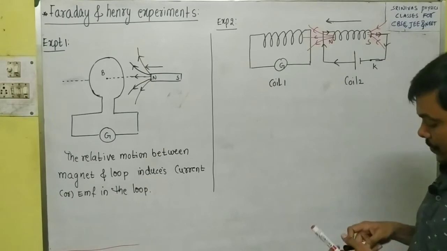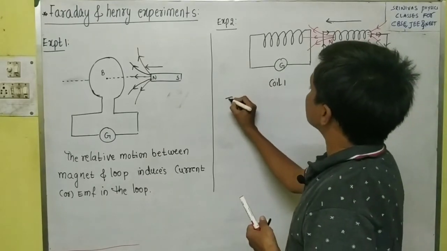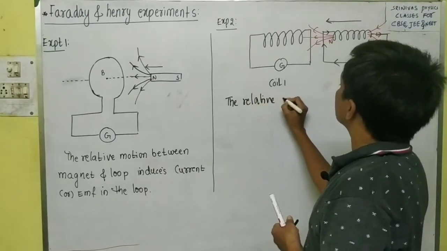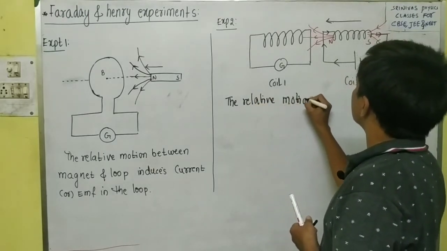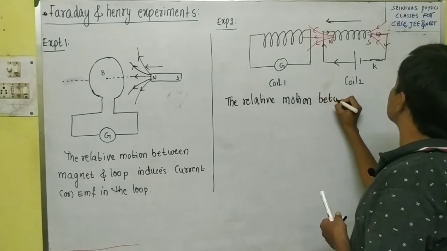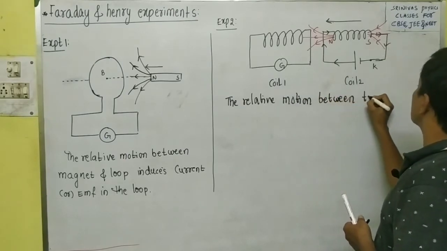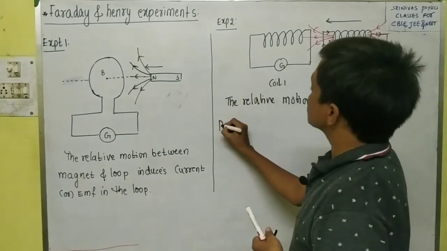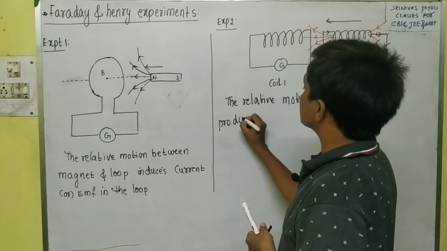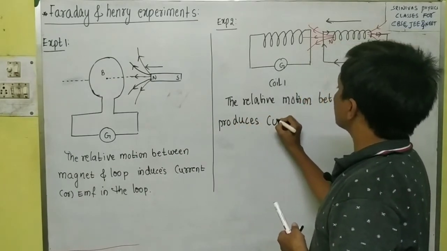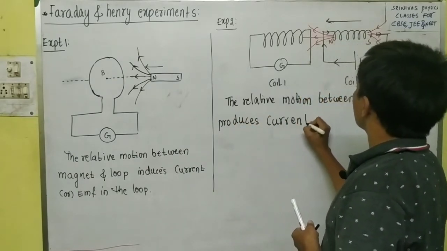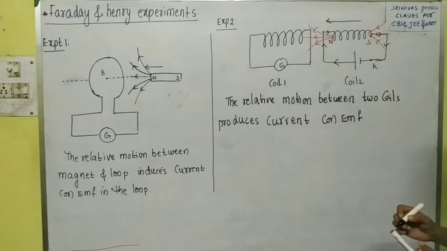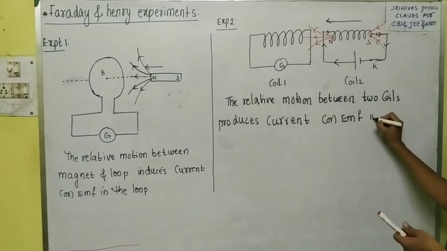And now the second observation is that the relative motion between two coils produces or induces current or EMF in coil 1.